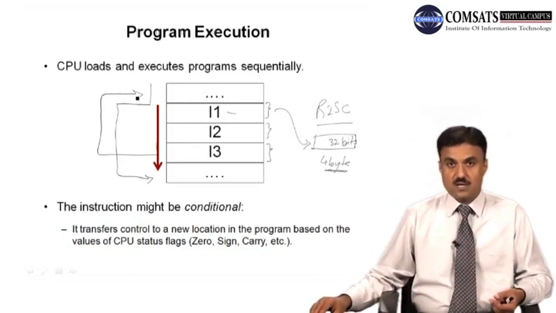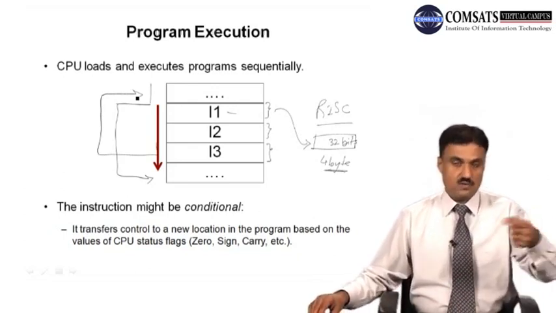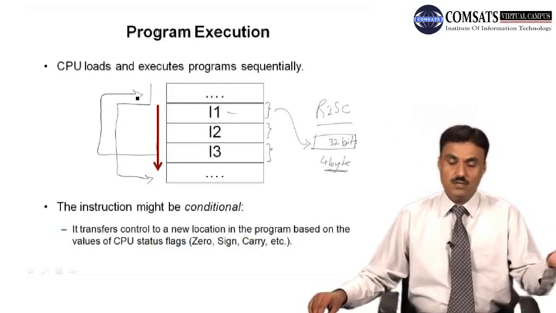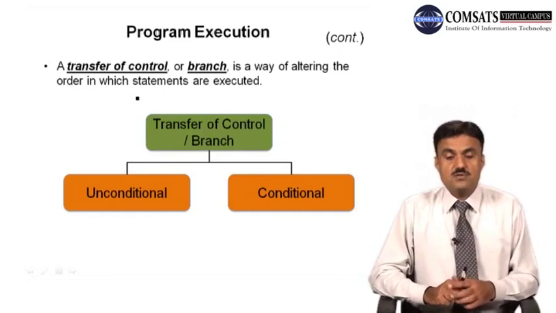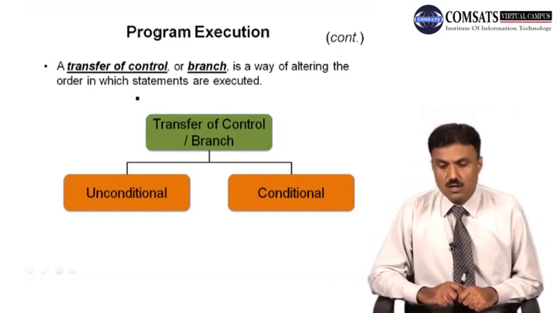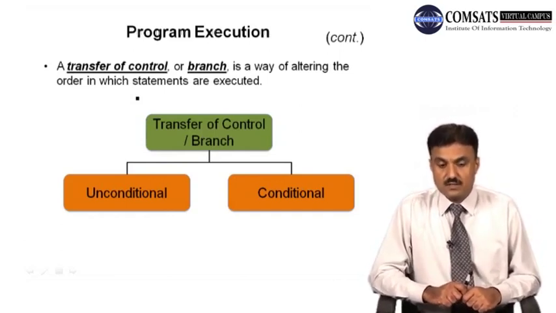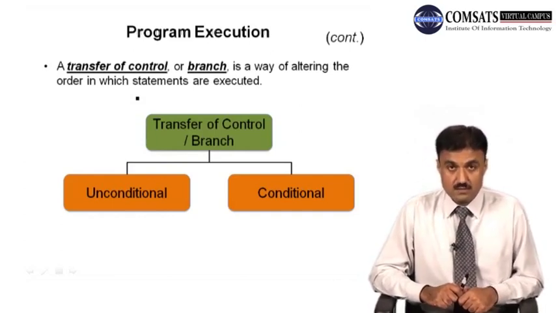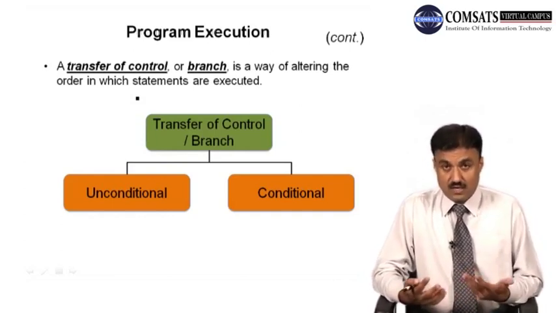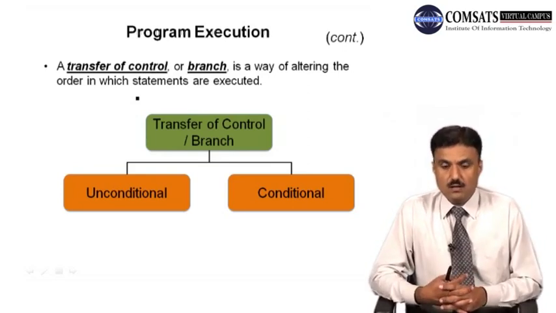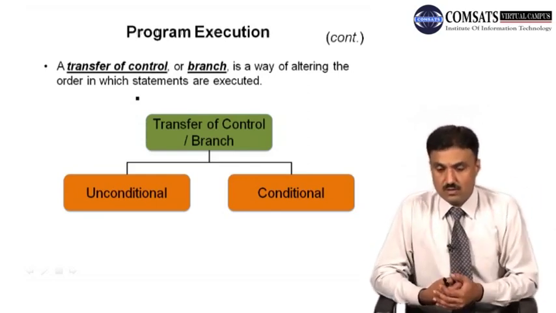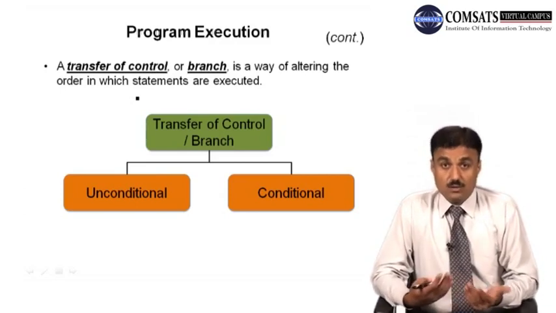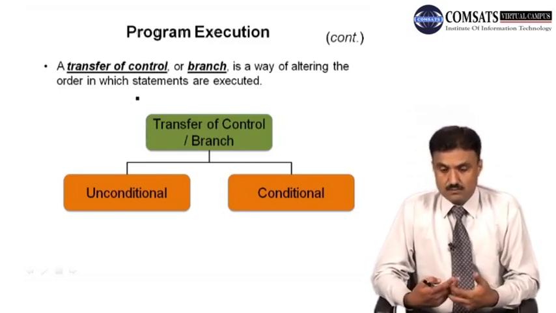These are like the if statement. If this thing happens, then go to this one. If this is the condition, then go here, and so on. So these are the instructions which we use. This transfer of control or a branch is a way of altering the order in which statements are executed. For example, if the condition is true, then we jump somewhere else in the program. They alter the order; they don't follow the sequential order.